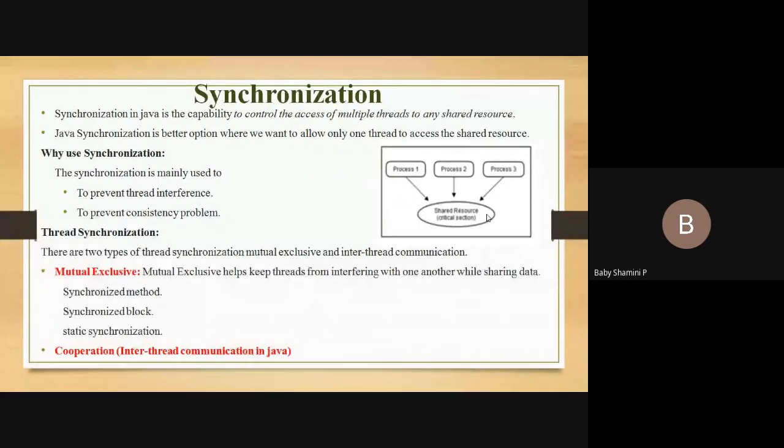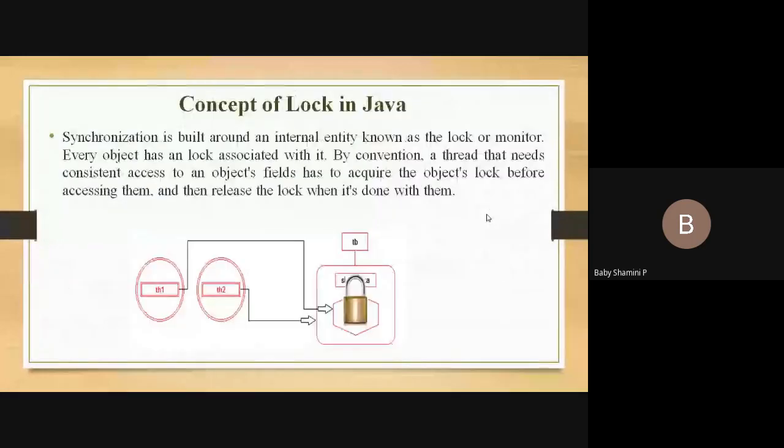Today we are going to discuss three concepts. The first one is synchronized method, then synchronized block, and static synchronization. We will discuss these one by one. Already I explained the lock. See the example diagram. We have two threads.